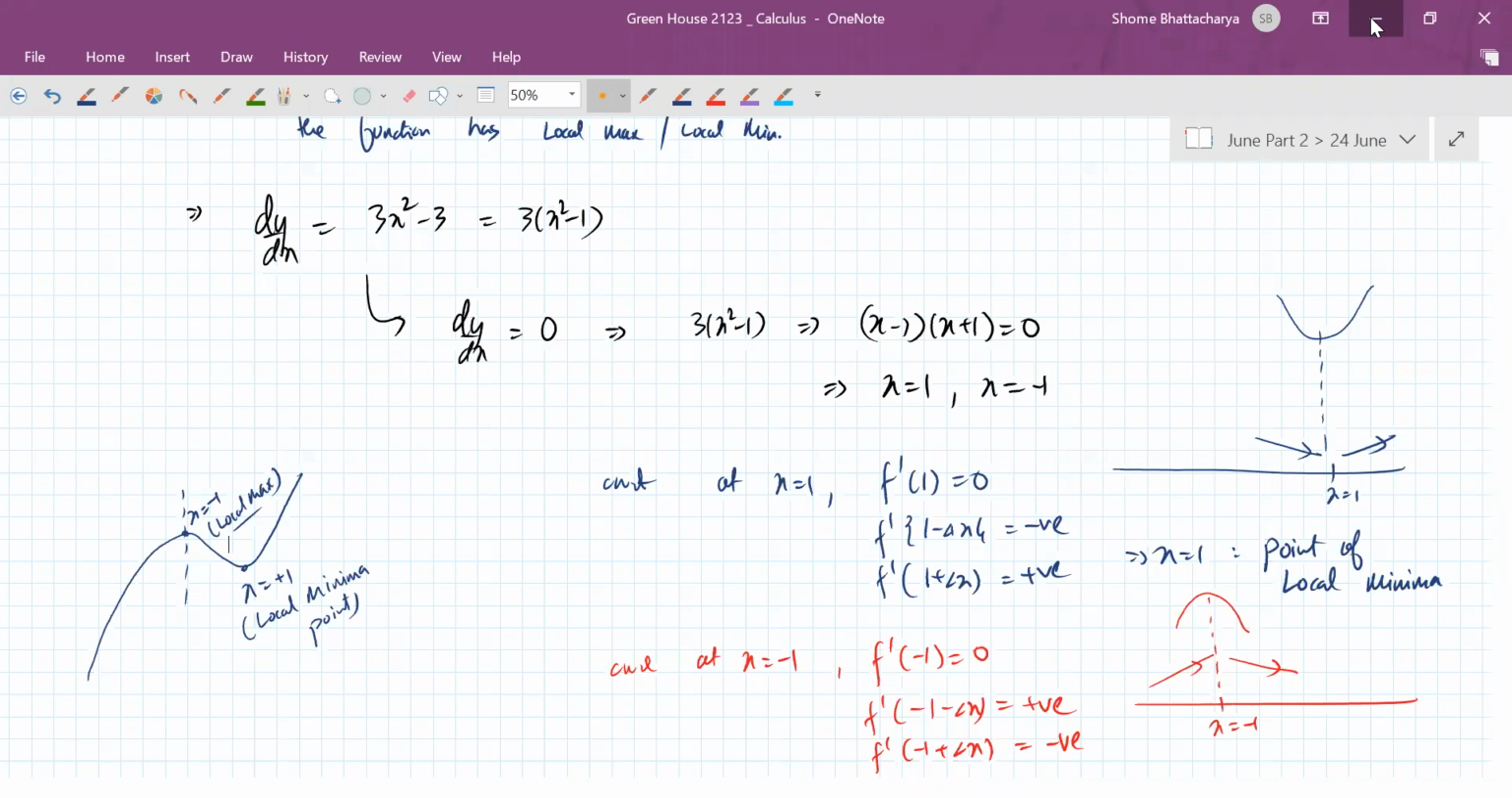So for x equal to 1, you can take any delta x, any value slightly bigger than 1. Correct. Okay. So just take a point slightly to the right of that point for plus delta x and to the left of it for minus delta x.